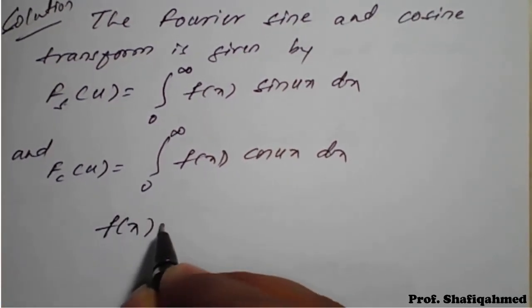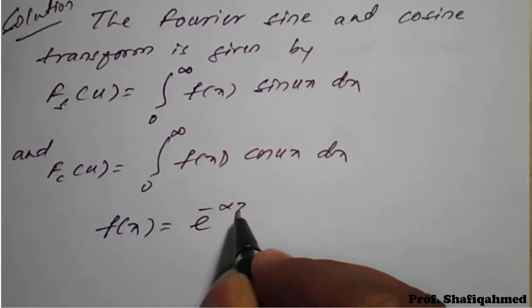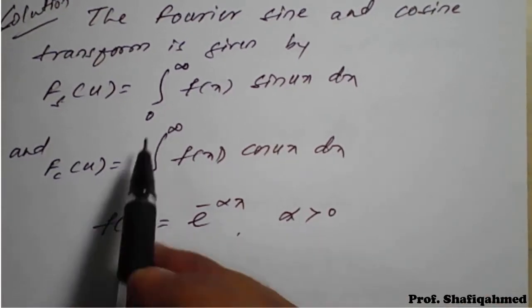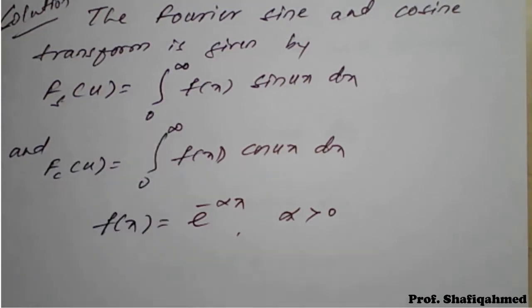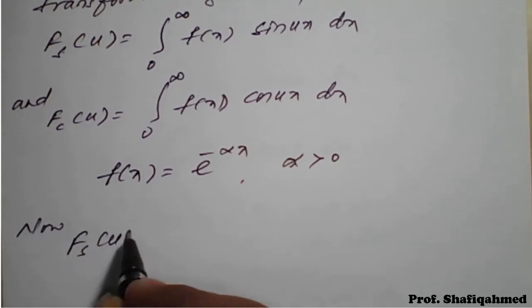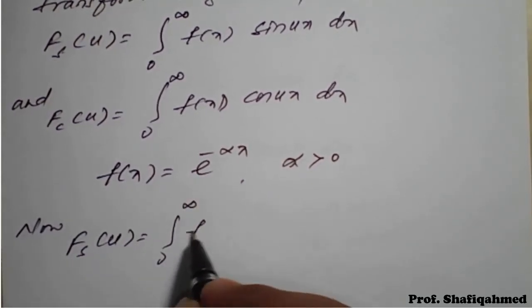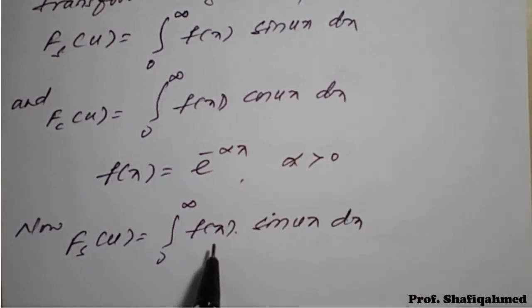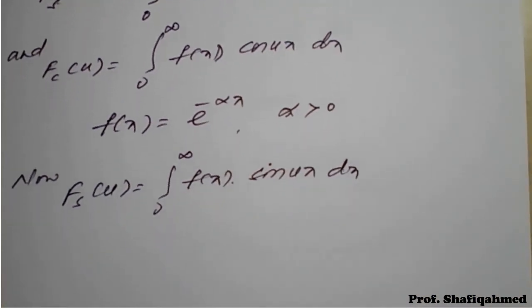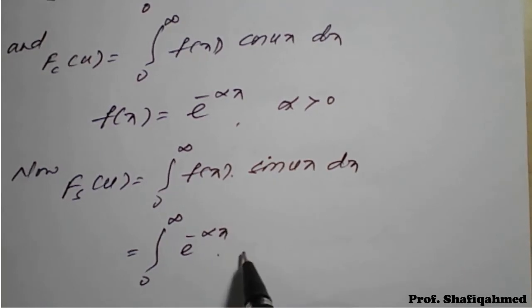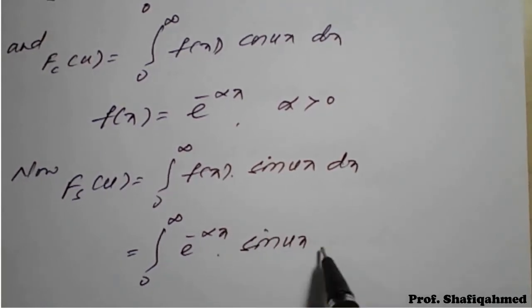So the given function is f of x is equal to e raised to minus alpha x, where alpha is positive, that is greater than 0. We'll take them one by one. First we'll find the Fourier sine transform. So fs of u is nothing but integration 0 to infinity f of x into sine of ux into dx. In place of f of x, we'll replace e raised to minus alpha x, that is integration 0 to infinity e raised to minus alpha x into sine of ux into dx.